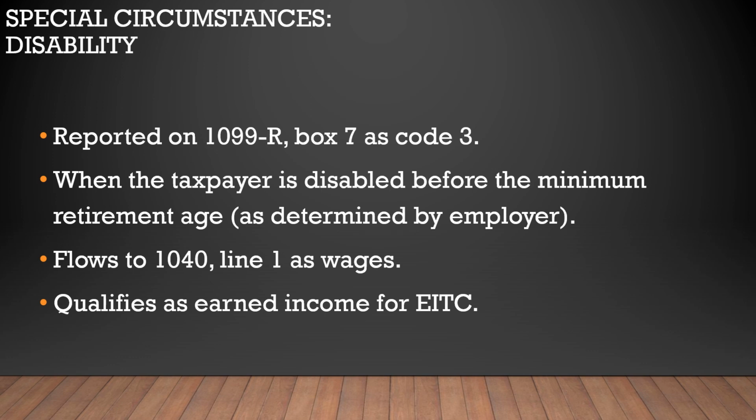And as we talked about before, there's a little checkbox in the input screen for the 1099-R that allows you to count this as wages, and that allows our taxpayer to use this as earned income for the earned income tax credit. And then when our taxpayer does reach the minimum retirement age, the trustee will no longer report it as code 3, and it will just be reported as code 7.